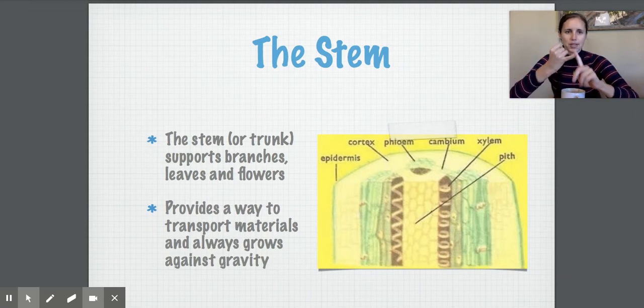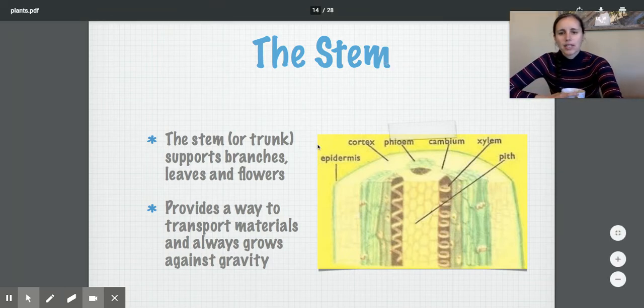So just to recap, the leaf helped with cellular respiration and photosynthesis, and the flower helped with sexual reproduction. Now we're going to look at the stem.